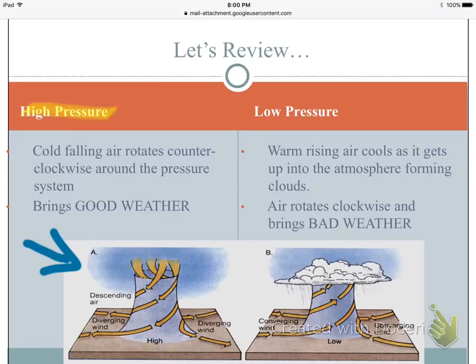Now, in the other type of pressure system, which is a low pressure system, low pressure systems bring bad weather. So a way to remember it is if you're feeling low, you're having a bad day, low pressure systems bring bad weather, okay? And with a low pressure system, that's where you have your warm air rising, and then it cools and gets into the atmosphere, forming a bunch of clouds. The air rotates clockwise in this situation, and it brings bad weather.